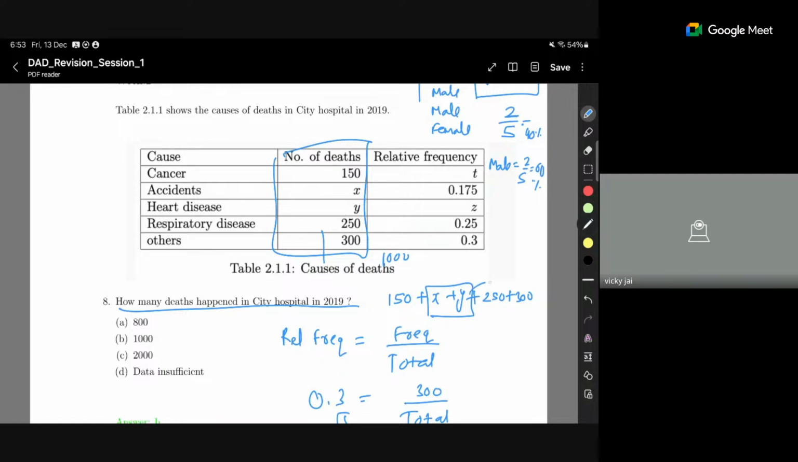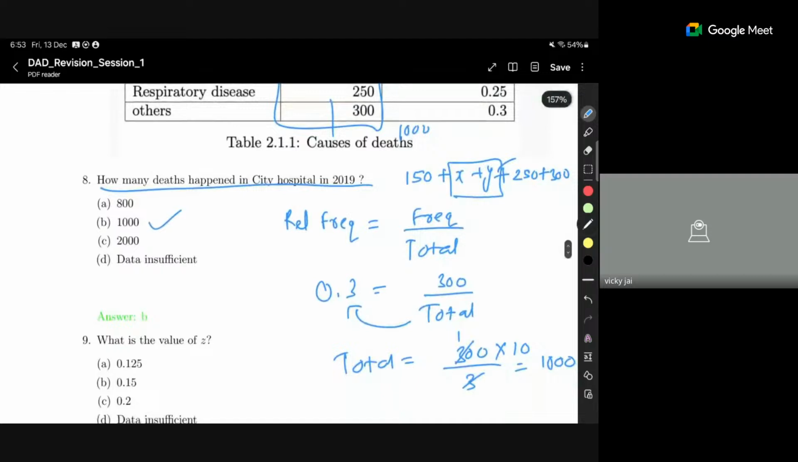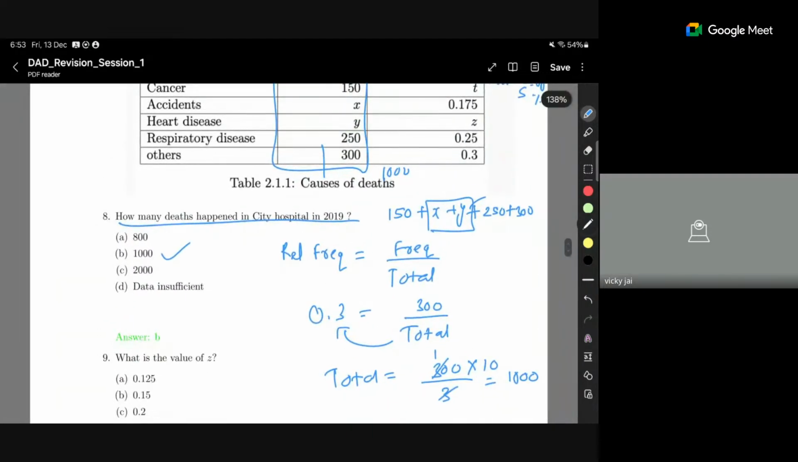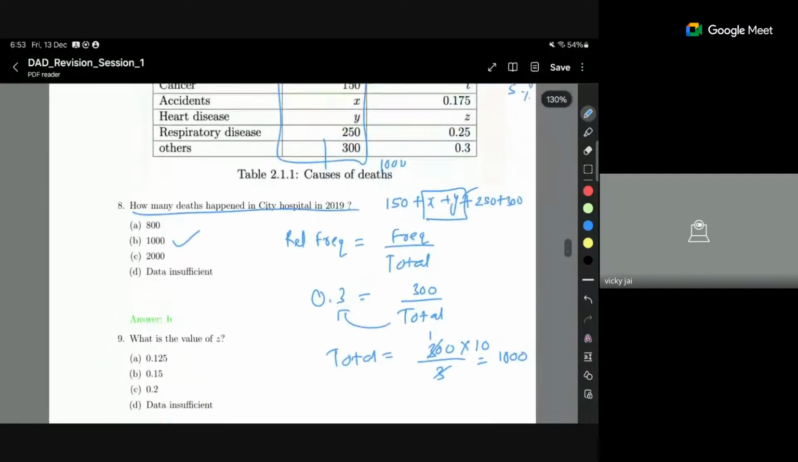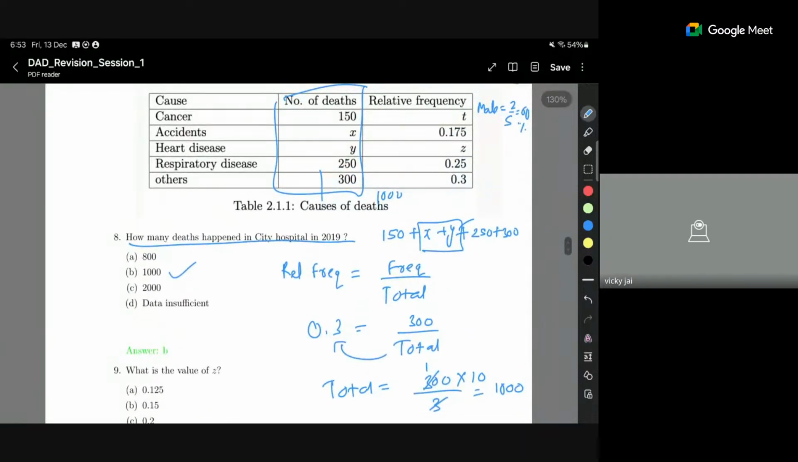I don't actually need to do x plus y. I found it, and this is 1000, right? You can do x plus y, but you need to find that. If it is the kind of question where you couldn't find this total somehow, then maybe you can do x plus y as well.